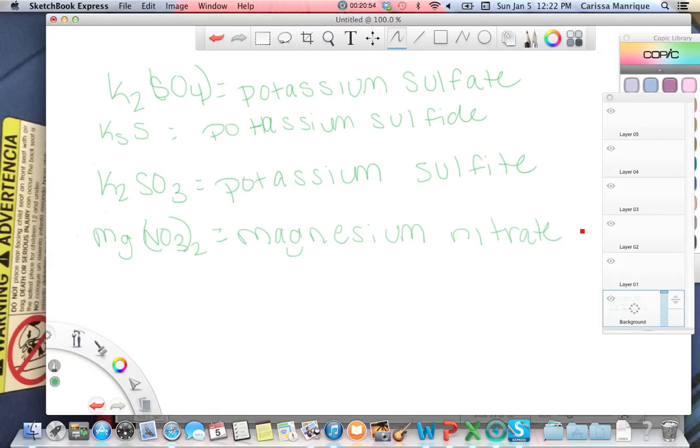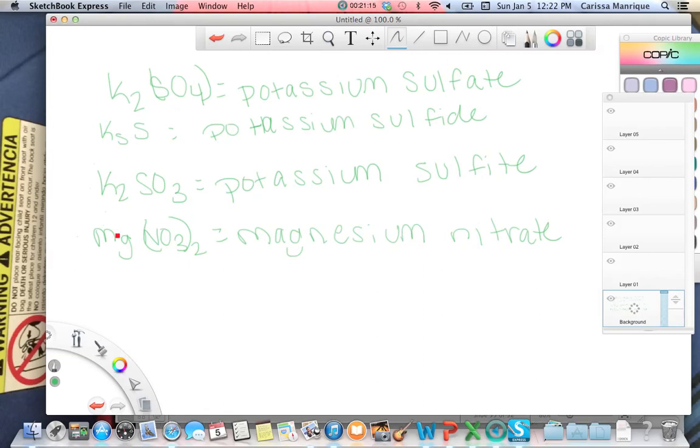Okay, so those are the rules. So on both ways, you're going to name your metal, whatever it is. And then you look at what it's bonded to. Is it bonded to one atom? So it'd be like sulfide or oxide or fluoride. Or is it bonded to a polyatomic like these? And that's where you have to go back to your chart.